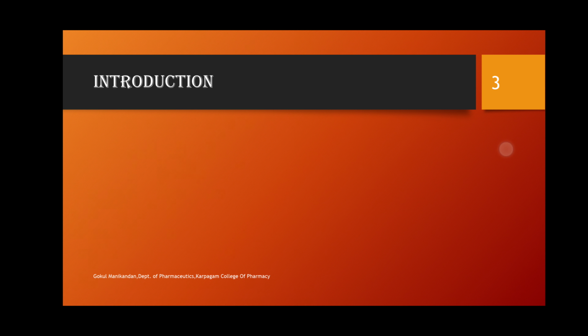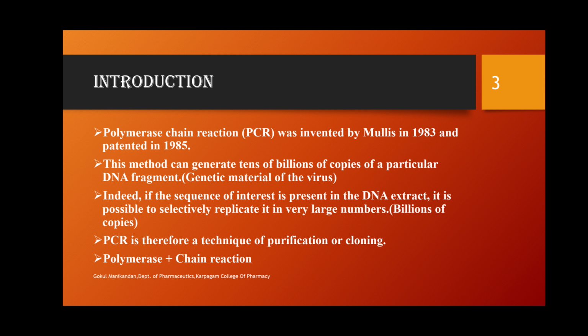The next one is the introduction. Polymerase chain reaction, that is PCR, is not a new process. It was invented by Mullis in 1983 and patented in 1985. In simple words, PCR is used to make several billion copies of DNA or RNA. If we properly understand the words themselves, it's possible for us to explain the whole process.